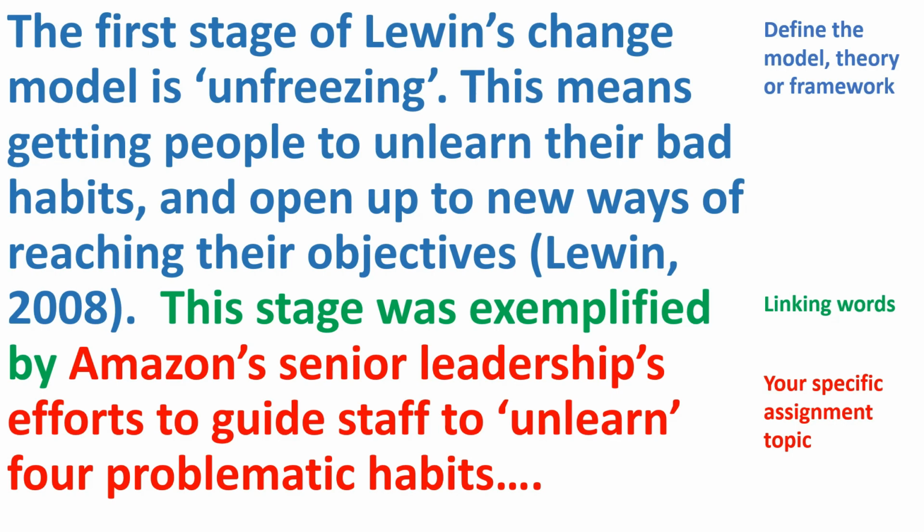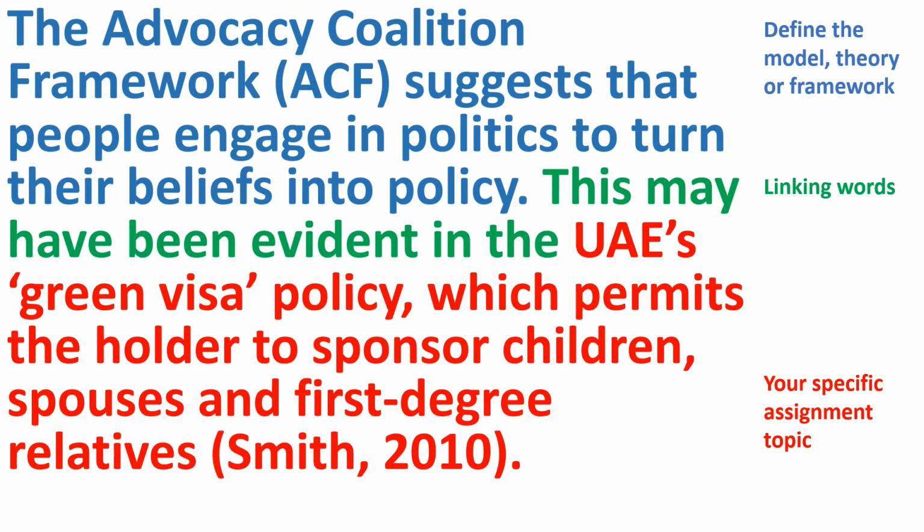This is followed by linking words in green. The student needs to link the theory with their assignment topic. These linking words take the model from the generic towards the specific. Then in red, the link happens. The student links Lewin's model with his or her assignment topic. So they take a generic concept and apply it specifically to the information in their assignments. Another example, define ACF and apply it to the specific information in your assignment. Very simple formula. Definition, linking words, specific assignment topic.